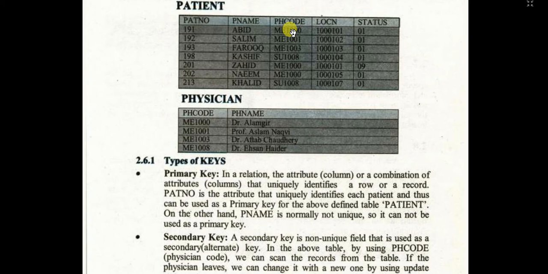In short, I must say, for example, if I'm retrieving by physician's code, I just want those patients whose physician code is this. So I will type the physician code, and what will be the answer? For example, if the physician code is 1000, then we have Abid, Zahid and Naeem. So here physician's code is serving the purpose of a secondary key because it is used to identify the whole record, but at the same time it is also non-unique. So it is a secondary key or alternate key.